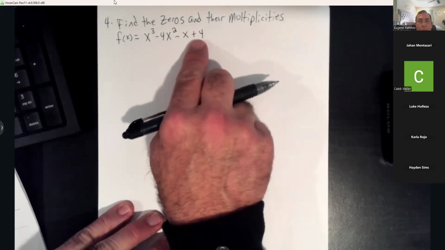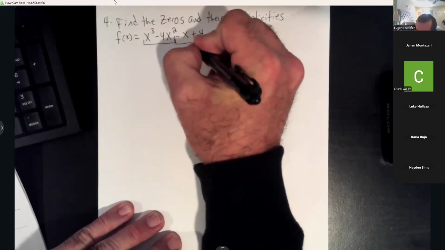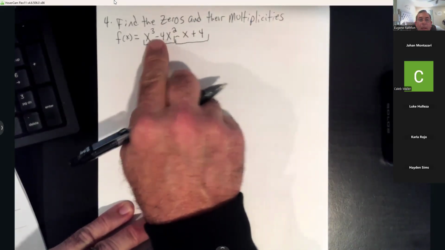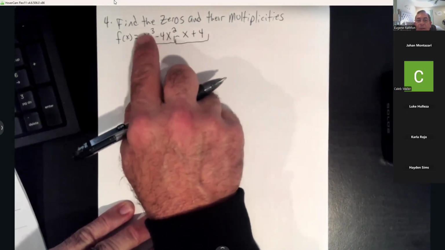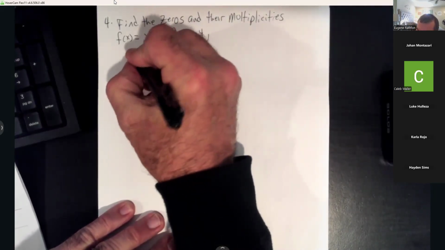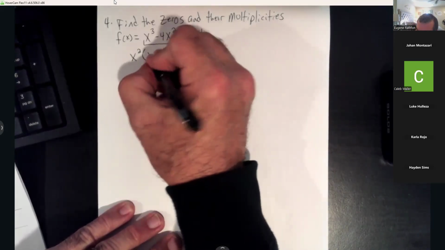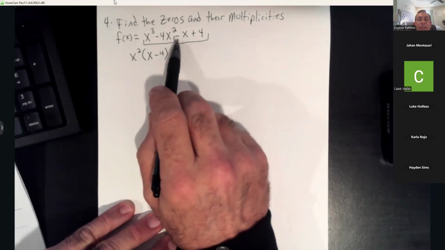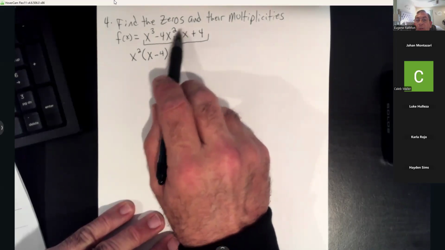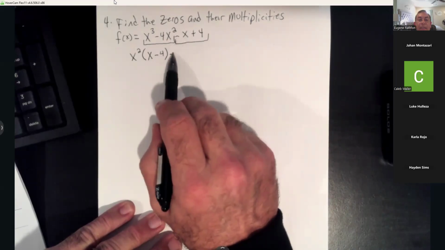But this is a 4-term polynomial, and y'all, the way I solved this, I factored it by grouping. I factored the first two together and the last two. Now, out of the first two, I'm going to factor a GCF of an x squared. And if you divide both these by x squared, you get an x minus 4 in parentheses. Now, the second GCF will be negative since this third term is negative. So the second GCF always has the same sign as that third term.